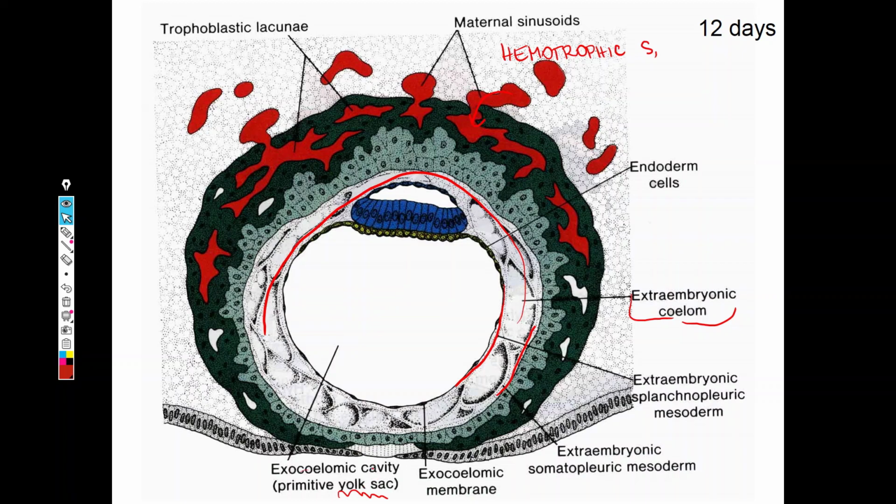But look at the distance of the diffusion. Yeah, the distance to this bilaminar embryo is very large. So the diffusion isn't sufficient enough for the embryo. So what's going to happen? Embryo starts to lag behind in growth.